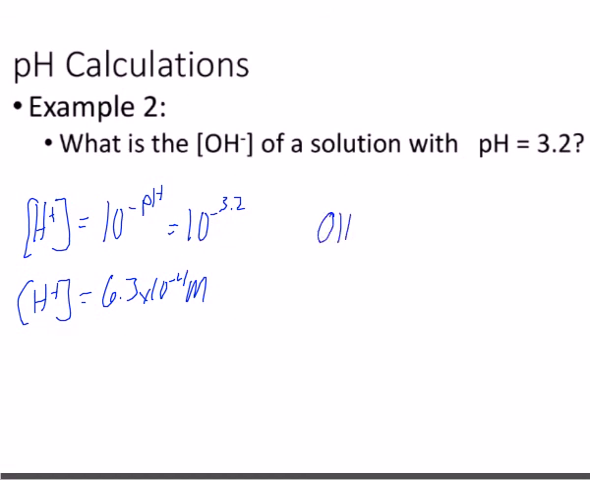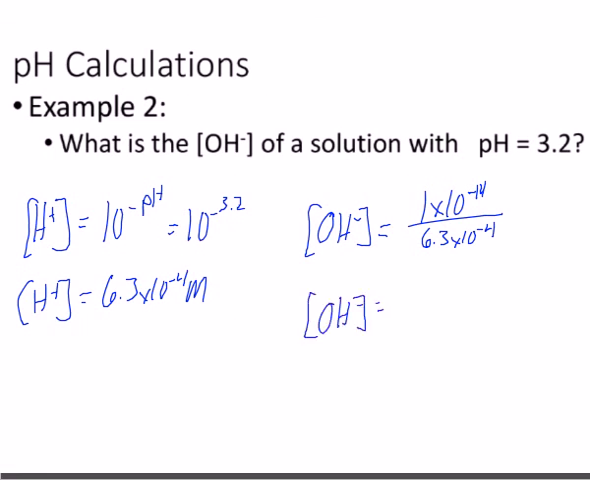Then we can use the KW formula to figure out our hydroxide concentration. 1 times 10 to the minus 14 on the top. Remember, you don't have to memorize that. I'm going to give that to you. 6.3 times 10 to the minus 4 on the bottom. What do we get then for our hydroxide ion concentration?